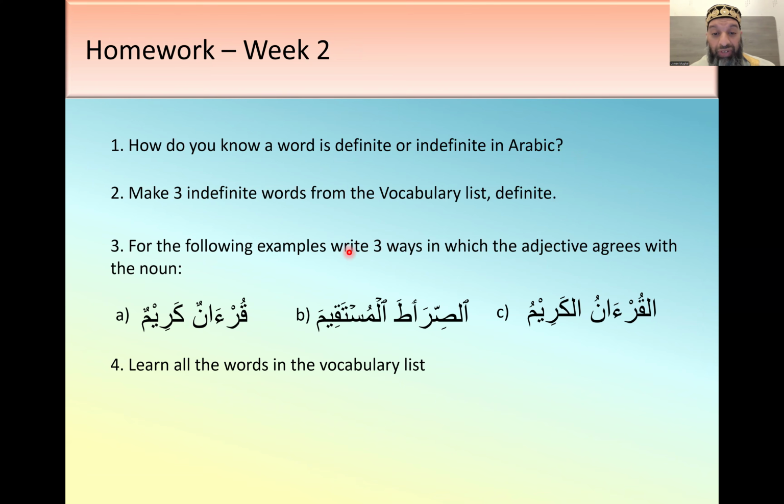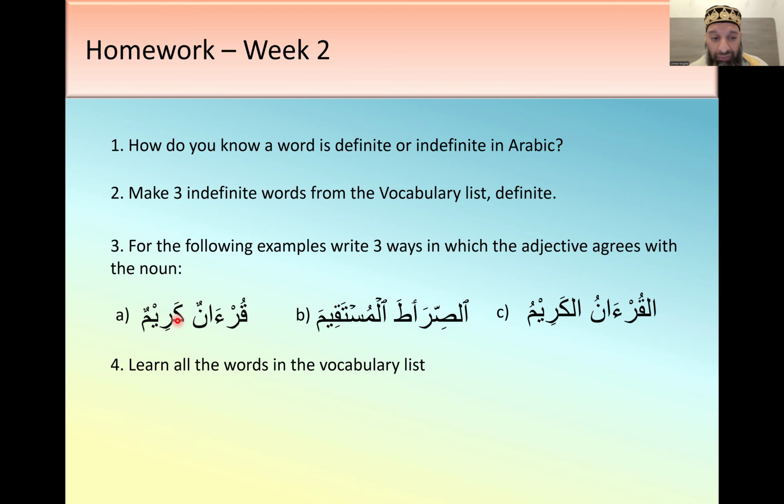For the following examples, write three ways in which the adjective agrees with the noun. So we did like, noun is male, this is male. Noun is ending in a double dhamma, so the adjective is going to end in double dhamma. The noun doesn't have al, so the adjective is not going to have al. Right? Like that, do all three. So the whole point of the homework is just to help whatever you have learned today sit in. So it sits in when you do the homework. It's a form of revision.